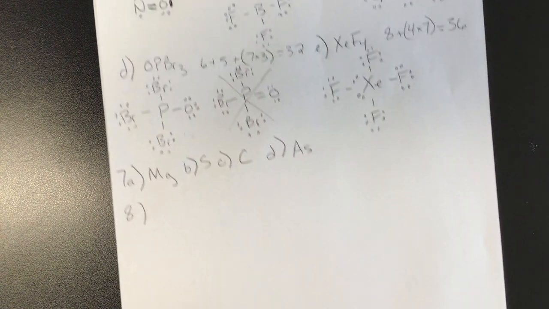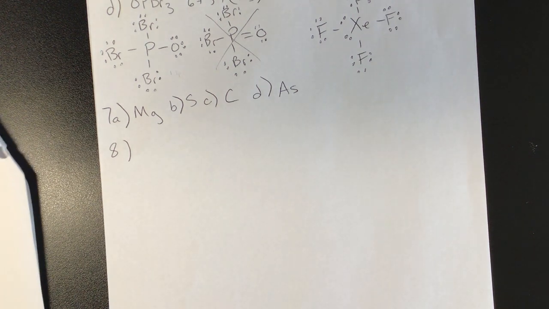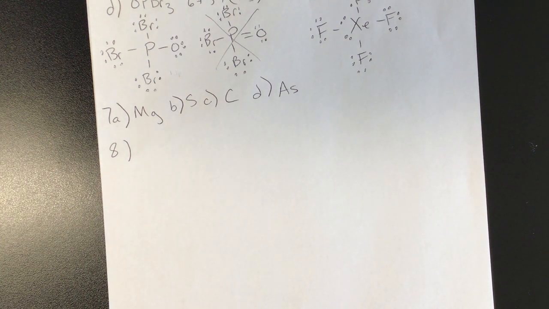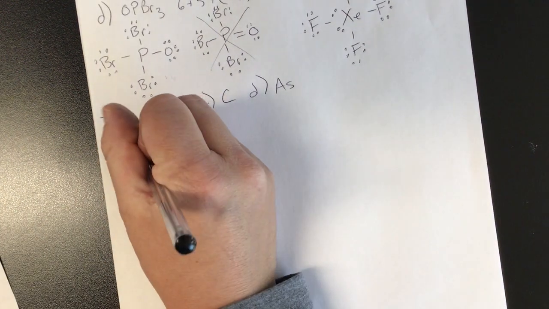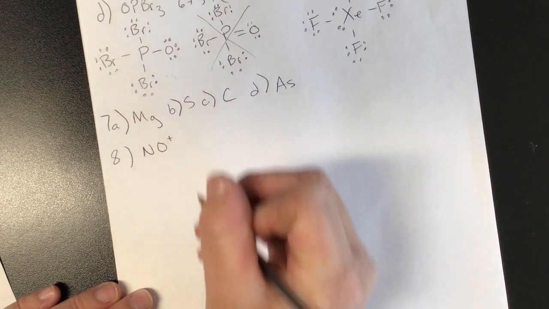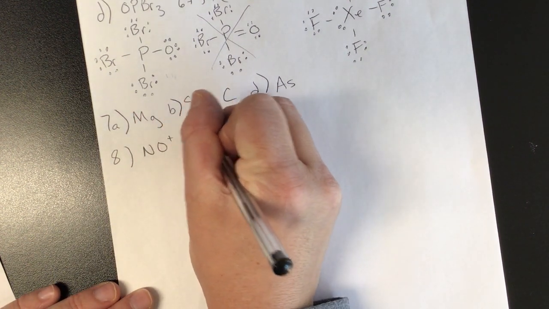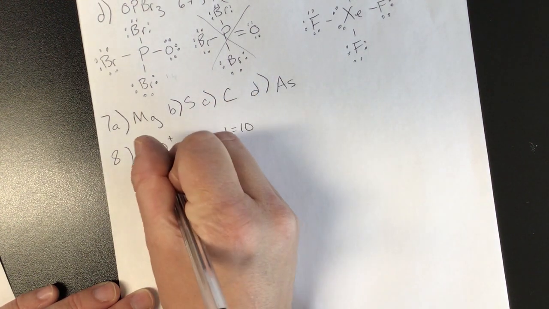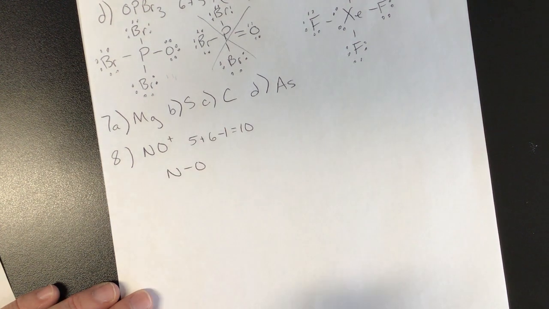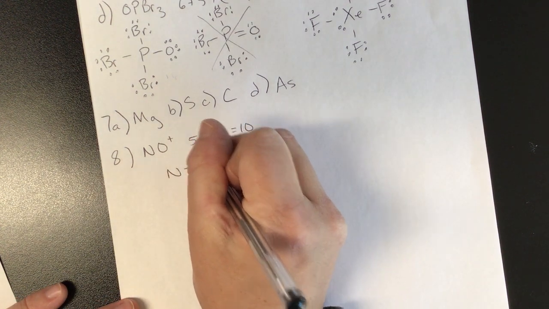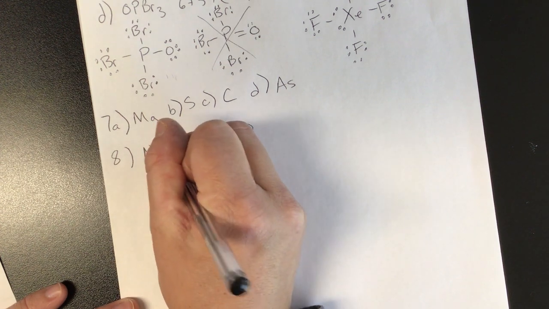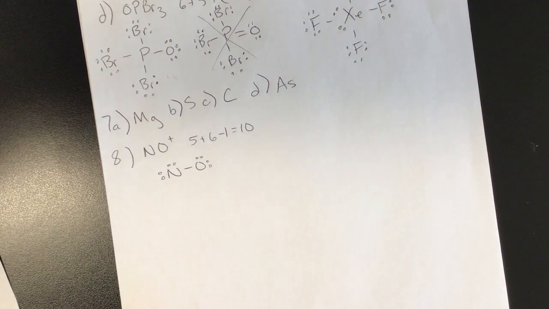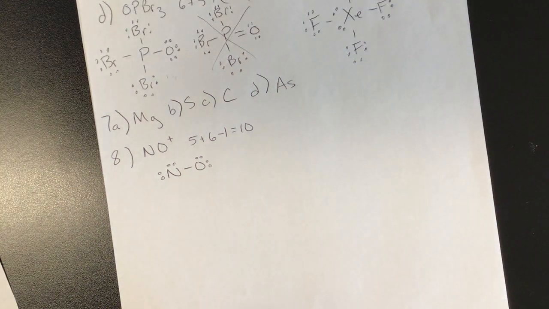Okay, number 8 says, based on the Lewis structures, predict the ordering of NO bond lengths in the following ions. So we have NO, okay, so NO plus. So in this one, we would have 5, 6 for our valence, and then -1 because we have a plus, so we have overall 10 valence electrons. Okay, so we're gonna put 2, 2, 4, 6, 8, and 10. Okay, but we've got to share some electrons because neither one of them has an octet.